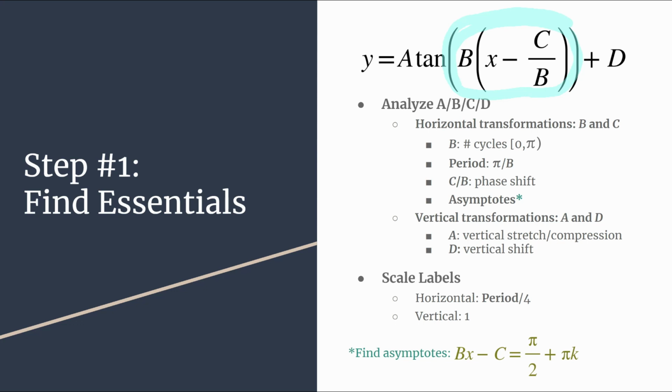One more thing, remember with this k is just an integer, and the reason we have k there is so that we can generate each asymptote in the graph, because of course it's a periodic function, so it repeats over and over again. So you'll have an asymptote and then another asymptote in the next cycle, and then another asymptote in the next cycle. All right, so that's step 1.